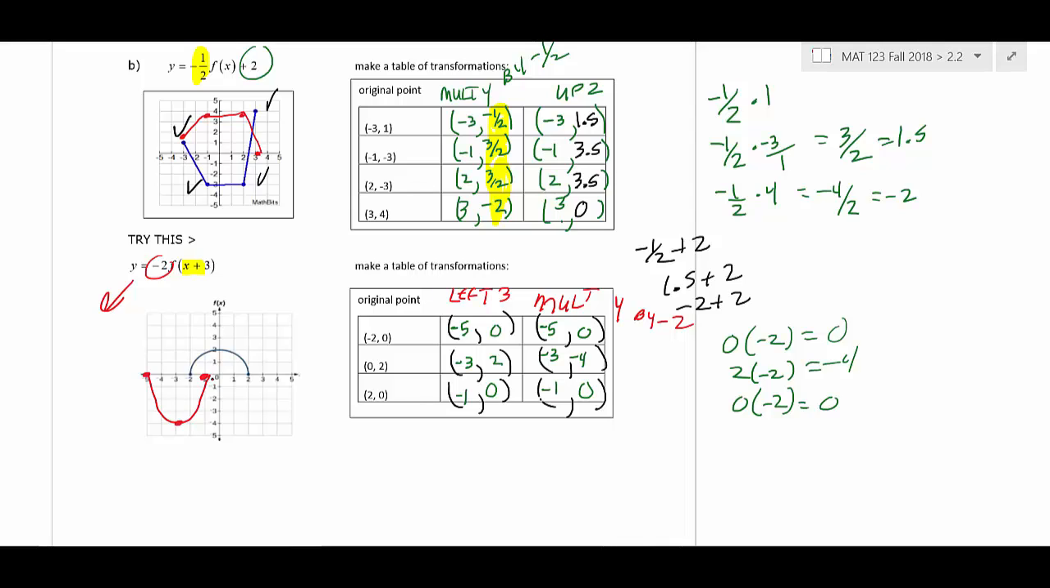Do you have a question? Yeah. Why is it that for this one the x changed, and for the top one the y changed? Okay, this is talking about this and that? This one in the top.